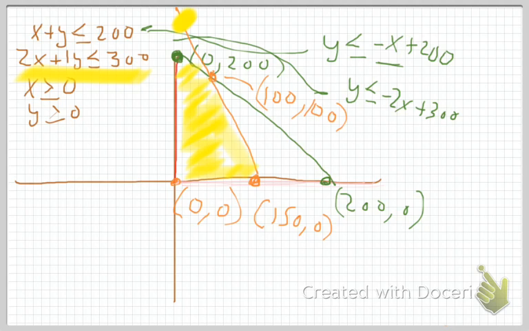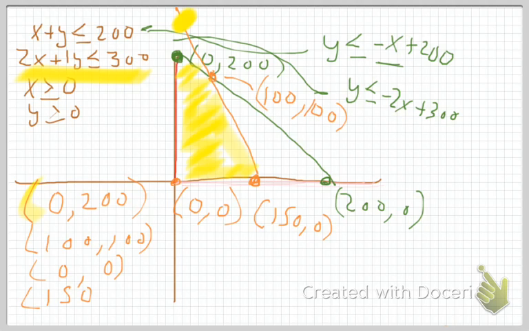Here's our 4 points. Let me list them here. It's going to be 0, 200. It's going to be 100, 100. It's going to be 0, 0, and it's going to be 150, comma 0. So there's our 4 points. Let me clean this up a little bit. I'll be right back.